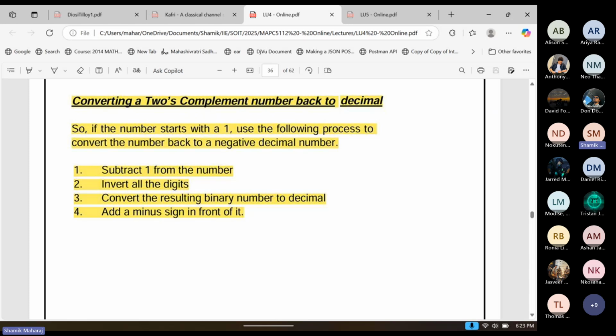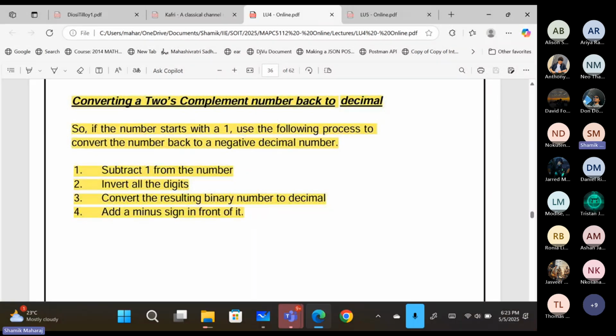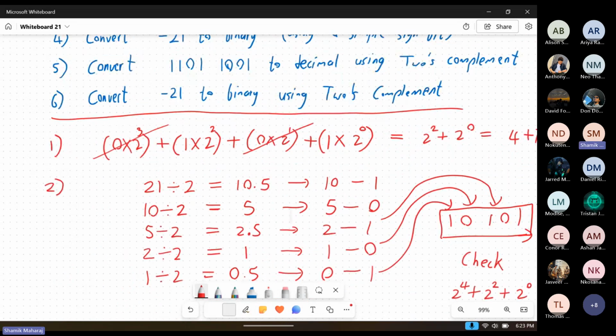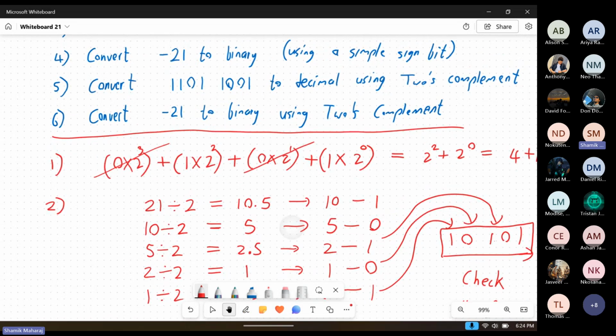So the first thing is to subtract 1 from the number. Okay, and maybe we should do 6 first, just to build up to it, right? Because 6 is a bit easier. Let's do 6 first. Okay, so now it's kind of coming back to me what this actually is. 6 is to get us an idea of how 2's complement works, firstly. There we go. So convert negative 21 to binary using 2's complement.